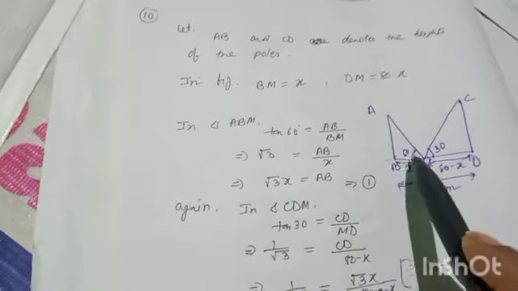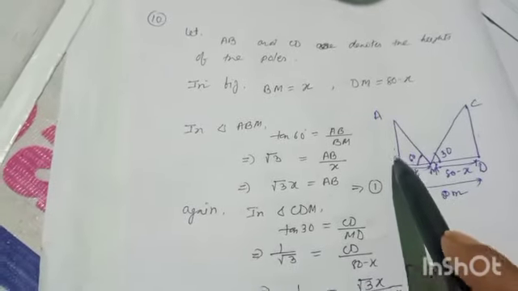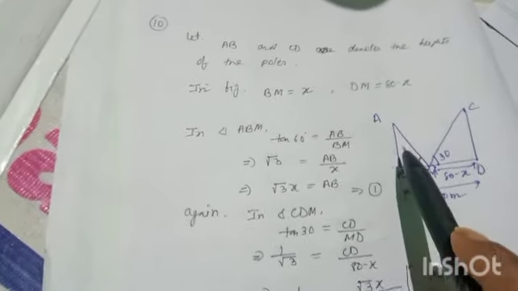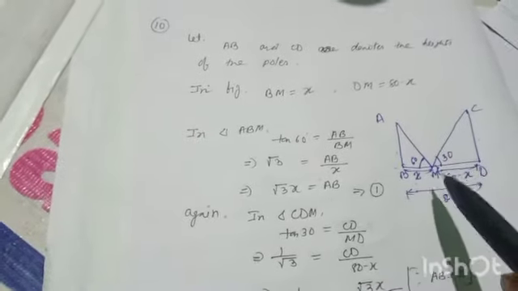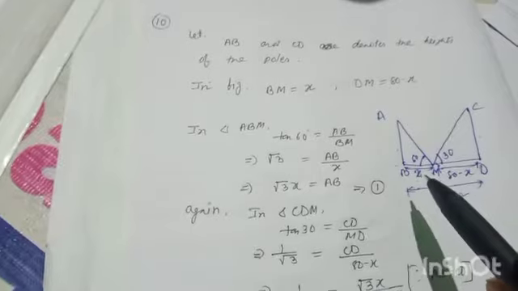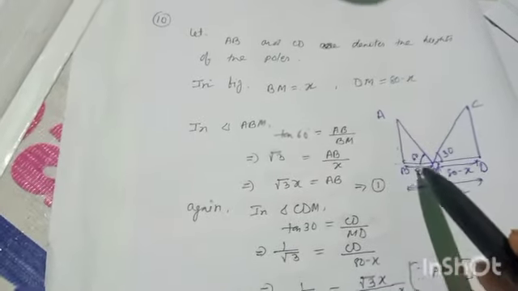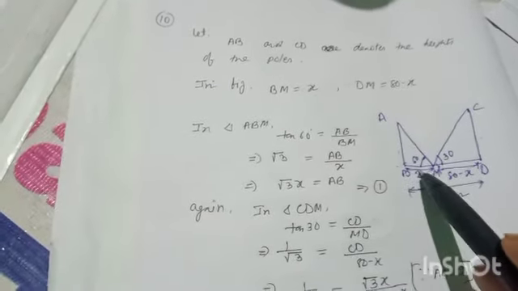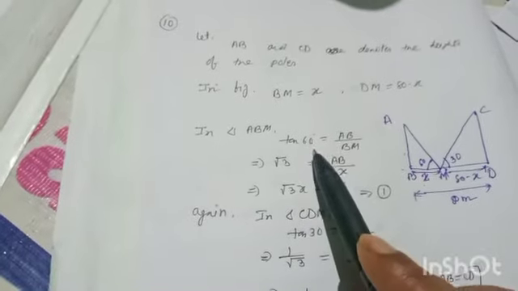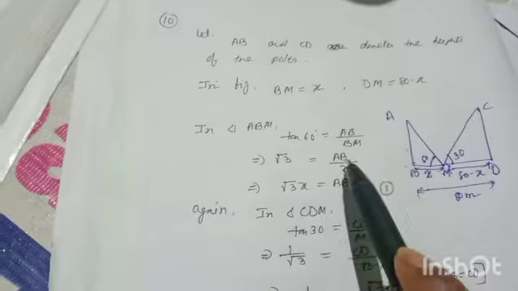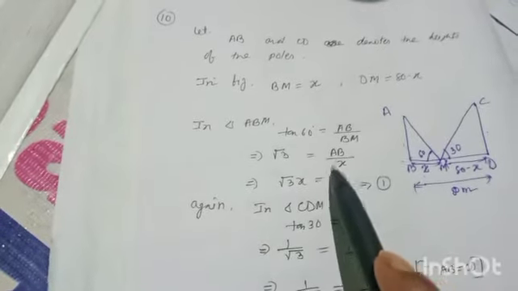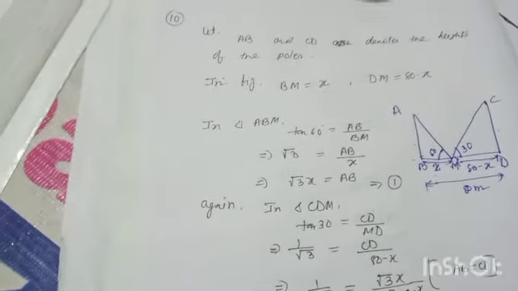See, in this question we need the base, the hypotenuse, and the perpendicular. Then P by B, that means you can use tan. I think all of you understood which ratio you can use easily. AB is perpendicular, this is the base, so P and B are required. So I am using tan 60, that is P by B, AB by BM. Then the tan 60 value is root 3, and BM is X here. If you cross multiply, root 3 X equals AB. Clear?